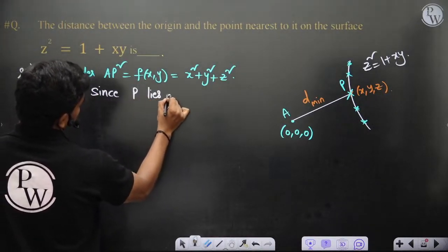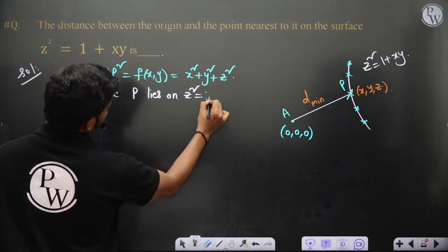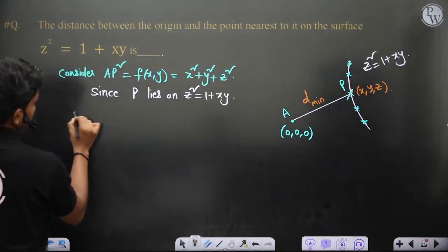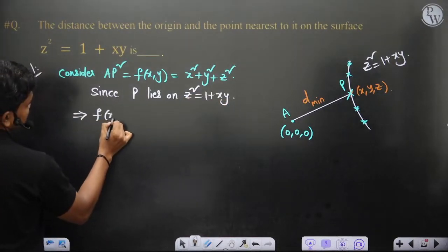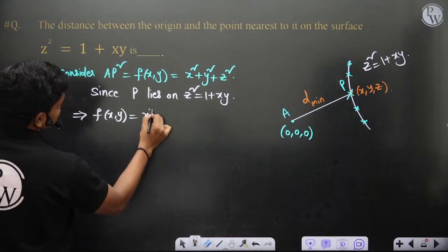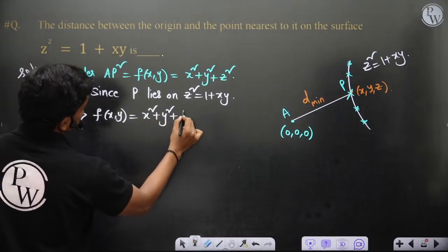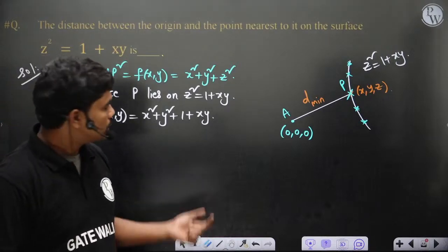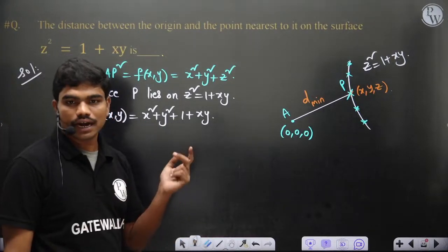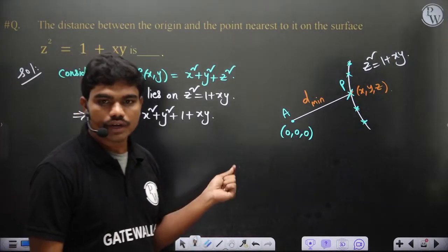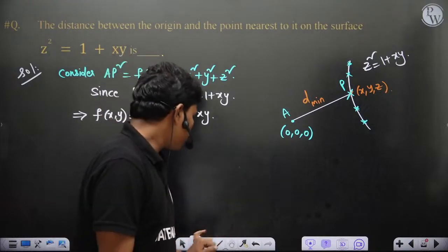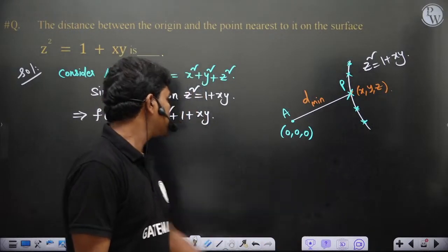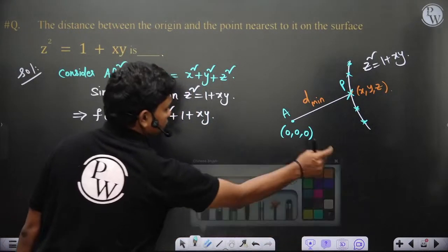since P lies on z square is equal to 1 plus xy, can I say my function f of x comma y, I can replace it as x square plus y square plus 1 plus xy actually here? Okay, so can I do this? Yes or no? Now this is a function of two variables, and obviously I can use my standard procedure of maxima and minima. Okay, so let's follow the classical procedure.